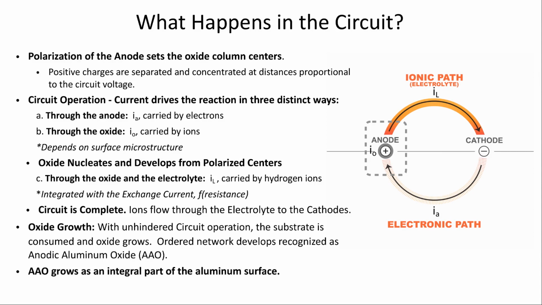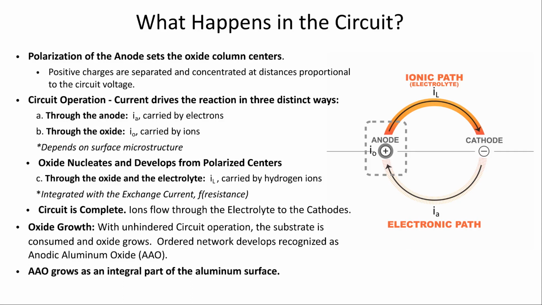When we apply the current, as I mentioned previously, that applied current is carried by electrons in the aluminum. And then when we jump across the metal oxide interface, the exchange current density and that transition alone causes resistance, but every bit of the microstructure contributes some resistance and changes the applied current density to the exchange current density, where it is carried by ions. In this moment, the oxide is nucleating and developing from these polarized centers.